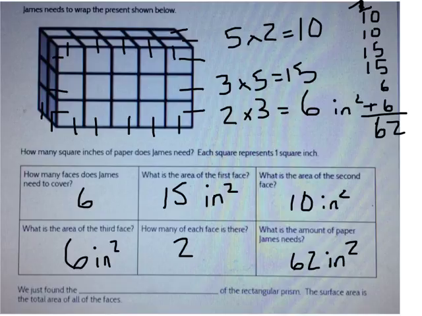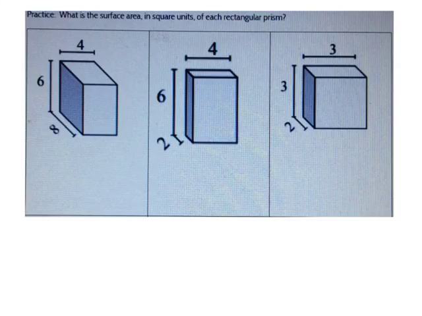What we did was find the surface area of the rectangular prism. Surface area is the total area of all of the faces of a three-dimensional object. To find the surface area, I need to find the area of each face and then add them together. Now let's try 3 examples. What is the surface area in square units of each rectangular prism? First, remember a rectangular prism has 6 faces.